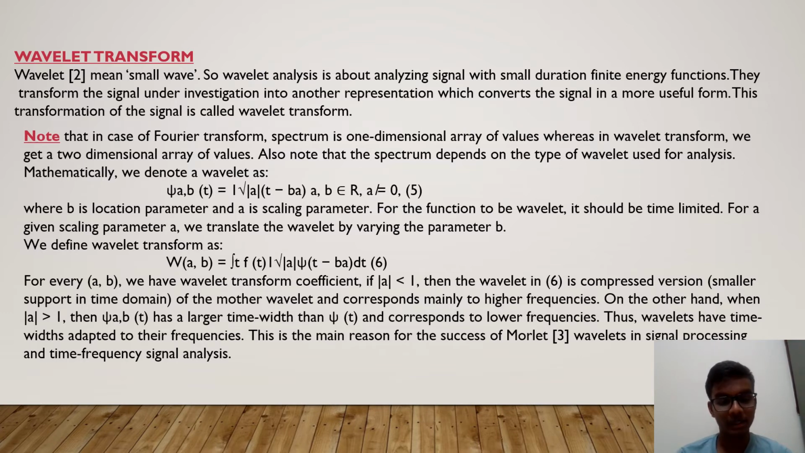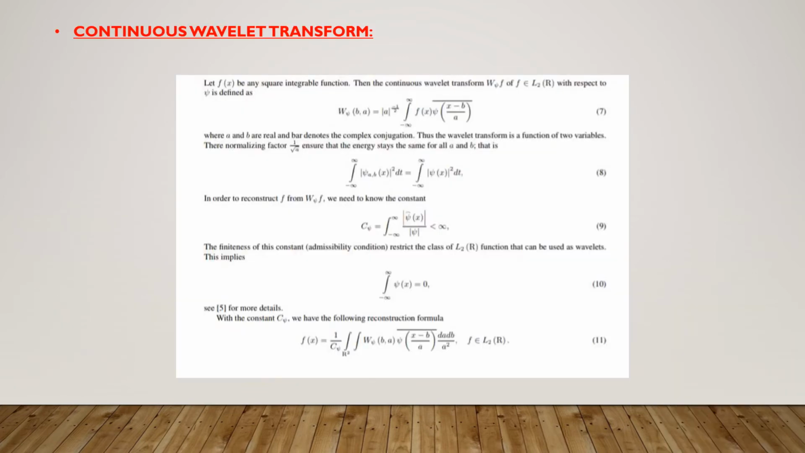If mod a is less than 1, then the wavelet is a compressed version of the mother wavelet, with small support in the time domain, and corresponds mainly to higher frequencies. On the other hand, when mod a is greater than 1, then phi_{a,b}(t) has a larger time width than phi(t) and corresponds to lower frequencies. Thus, wavelets have time widths adapted to their frequencies. This is the main reason for the success of Morlet wavelets in signal processing and time-frequency signal analysis.